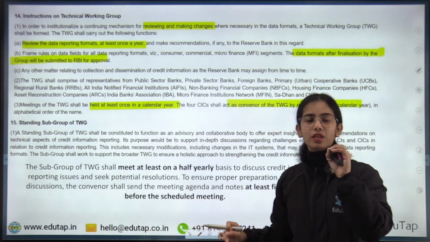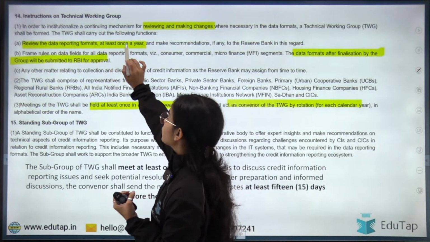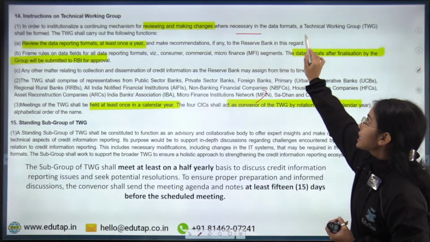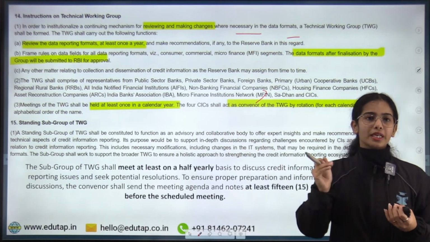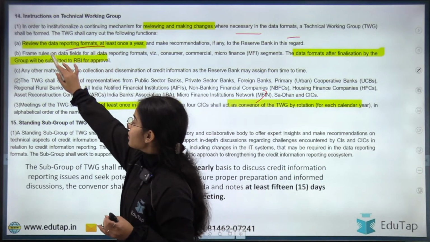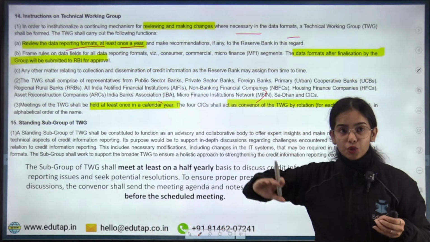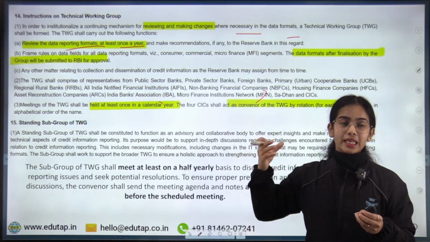So there is the technical working group that has been introduced. So, instruction for the technical working group. First of all, they will review and make changes wherever necessary in the data format in which the credit institution provides the data to the credit information company. Review of the data reporting formats will be done at least once a year, and whatever the new data reporting format has been found by the technical working group.